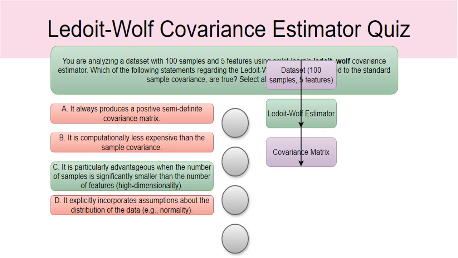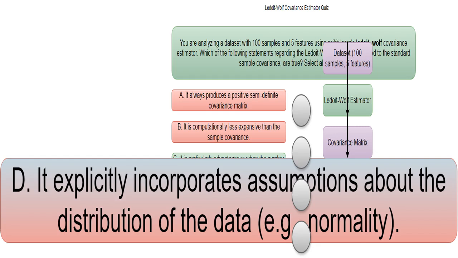This quiz challenges you to test your knowledge of the Ledoit-Wolf covariance estimator, a technique used in statistics to estimate covariance matrices, especially when dealing with datasets where the number of features is larger than the number of samples. I'll explain how it compares to the standard sample covariance method. Imagine a dataset. This dataset has 100 individual data points, samples, and each data point has 5 different characteristics or measurements, features. For example, imagine I'm studying houses. Each house is a sample, and features might be price, size, number of bedrooms, etc.